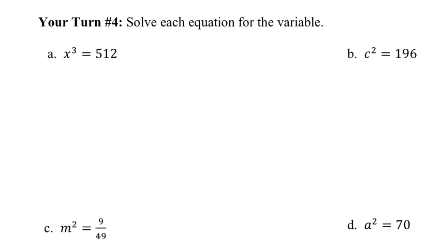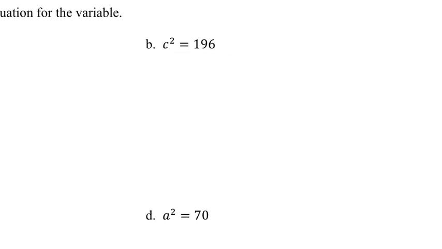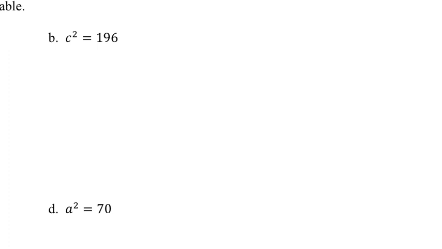This is part B for your turn, number 4. So I'm going to move this over here so we can solve it. For this problem, we have c squared is equal to 196. So we have a variable to the second power. To undo a square, we take the square root.